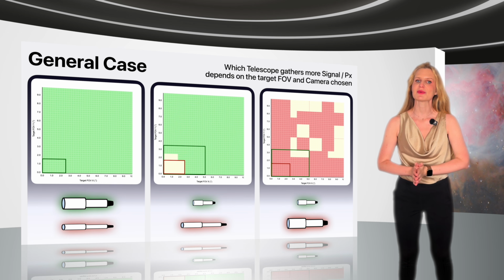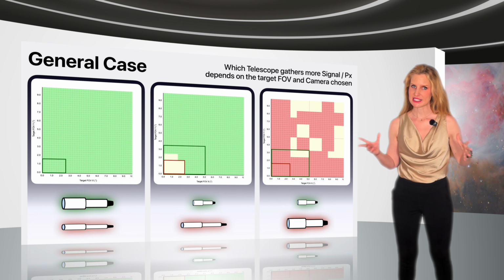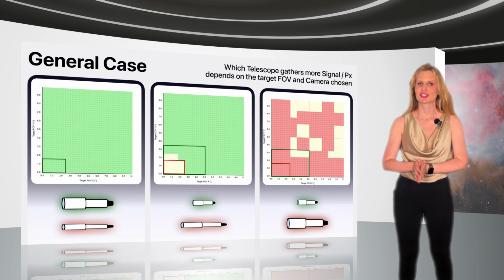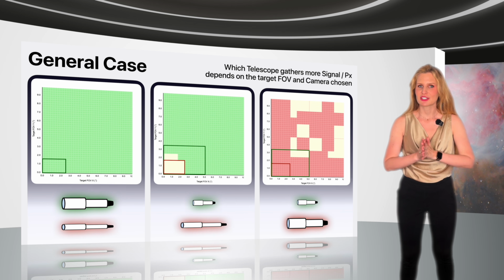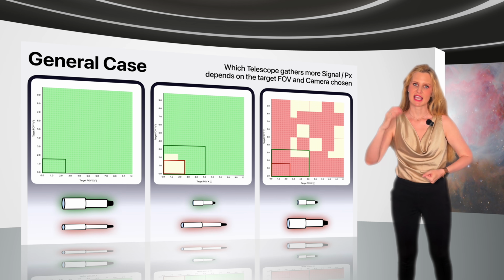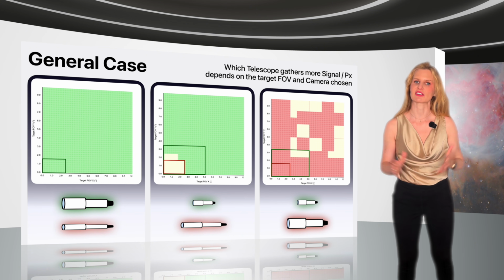In the first example, where both telescopes had the same focal length but different apertures, we see that the green system, representing the larger aperture, is more efficient across all fields of view. The graph here is structured as a 10 by 10 degree patch of the sky, a very large area.